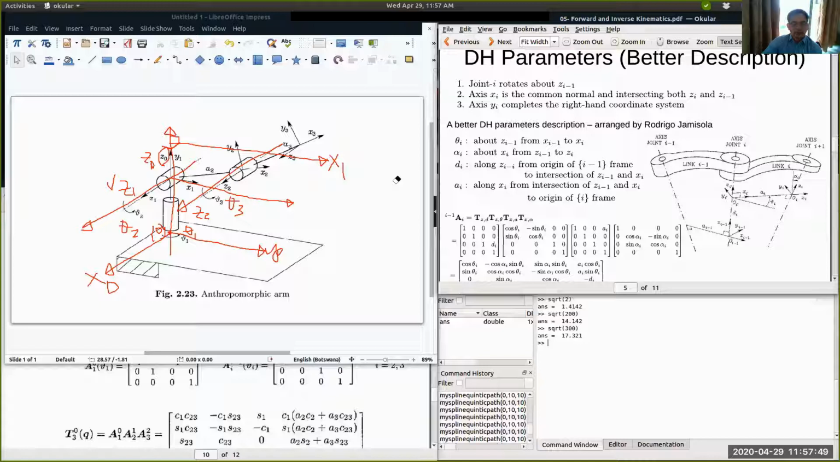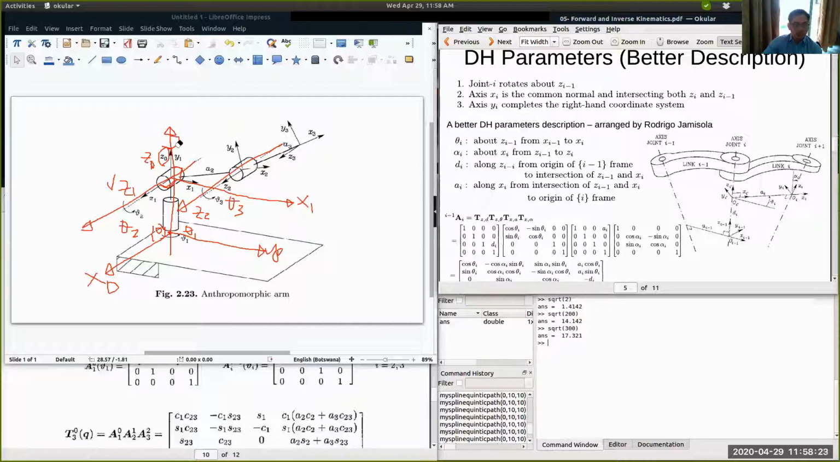So we have to intersect, and so here we have to move it downward so that X1 will intersect with Z1. Really our X1 should be here because here X1 intersects with Z1. It's normal to Z1 and intersecting. Is it normal to Z0? It's normal to Z0. Does it intersect? Yes, it intersects.